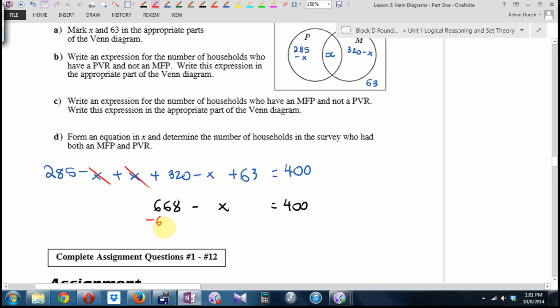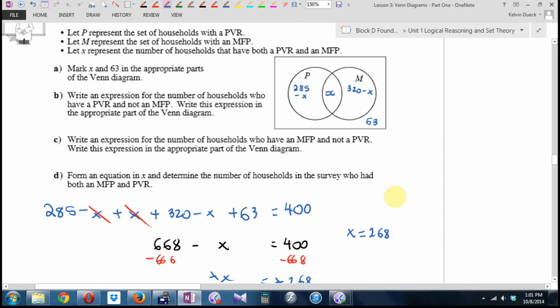Minus 668 from both sides. You'll get negative x equals negative 268. Divide by negative 1, divide by negative 1, the negatives will just cancel. X equals what? Now, let's go to the Venn diagram and actually put in the numbers. How many are in the overlap? 268.